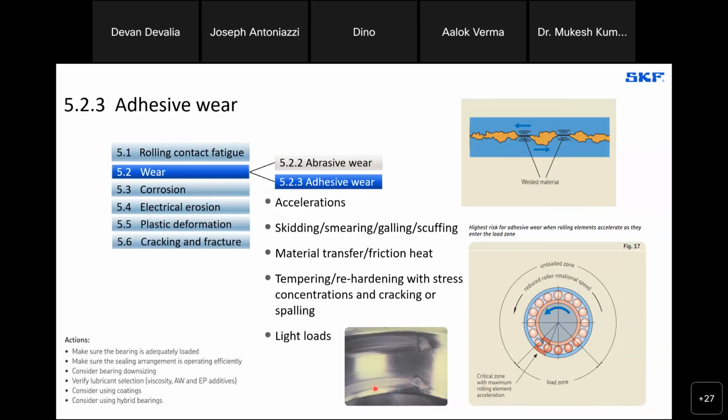Smearing or skidding, as it's also called, galling or scuffing, is not common under normal operating conditions. But where applications are running at high speeds, we are a little more susceptible, especially high speeds with low loads. High-speed fans are notorious for this because typically the bearings are oversized for the application. They size the bearing to the shaft diameter, not to the loading condition, and so we have a lightly loaded bearing.